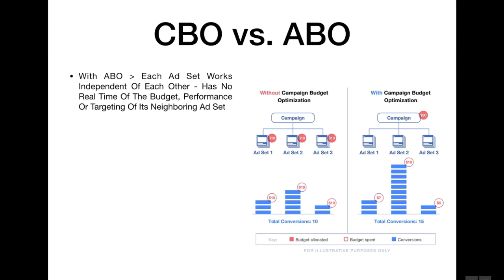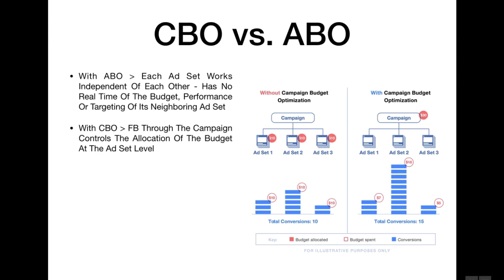Now, as you can see in the slide, with ad set budget optimization, each ad set works independent of each other. It has no real-time data of the budget, performance, or targeting of its neighboring ad set. No real-time data. Okay, they are completely independent and they don't learn from each other.